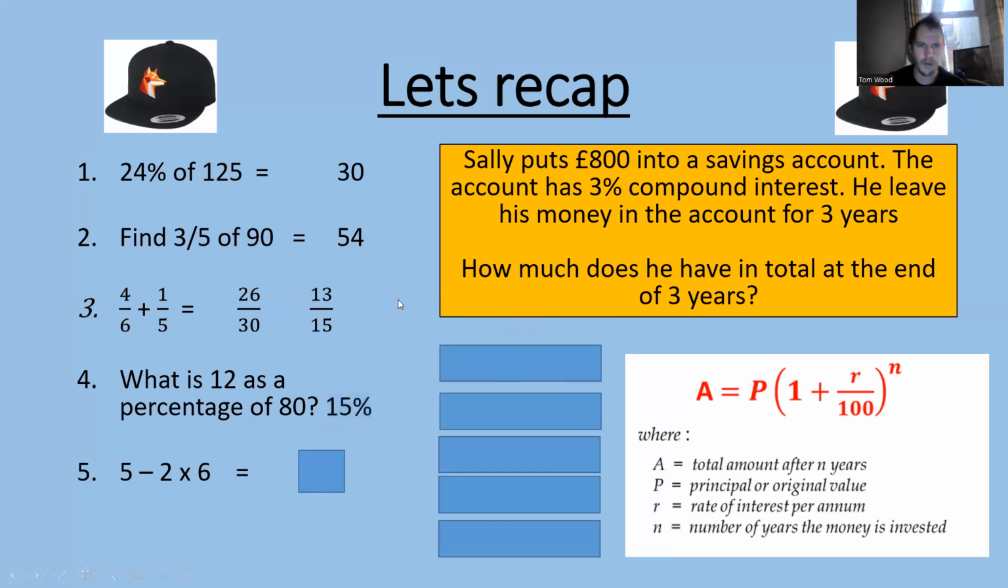Okay, so for that one then, we should have 15%. Our next one then, and this one's got a couple of people as well. This is an example of a BIDMAS style question that you might get. They don't tend to go into negative numbers very often, but just to make you aware.